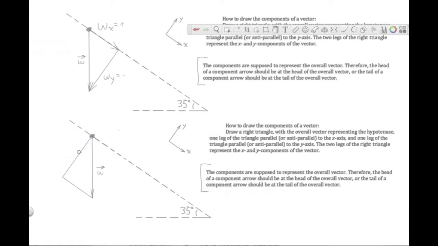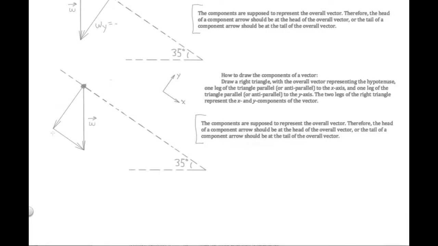Put arrows on these components. Well, the overall vector points down, so our components should point down. Each of the components points partially down to represent the downward overall vector. Or we can use this more formal rule, where we have the head of the overall vector. That should also be where we have the head of this component. And where we have the tail of this overall vector, that should also be where we have the tail of this component, so the head of this component is over here.